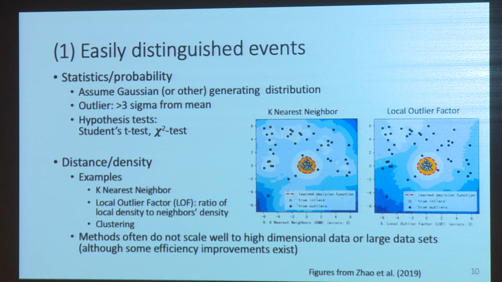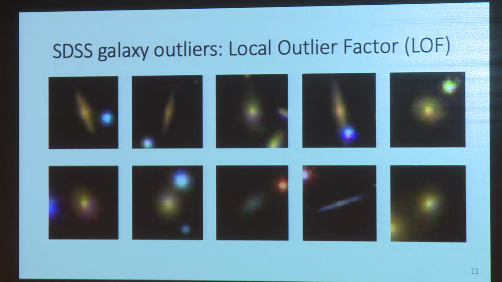If you're just working with distances, if you have a lot of dimensions or a very large data set, this may not work very well. But let's look at our same galaxy data set if I just apply the local outlier factor algorithm to this data set. And these are the top 10 outliers that were pulled out in this particular case across the entire data set. And it's interesting to look at them.